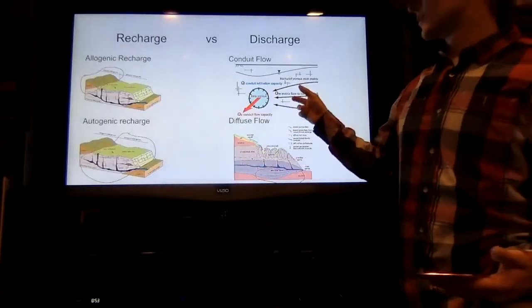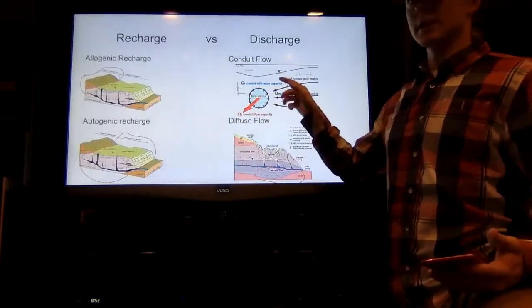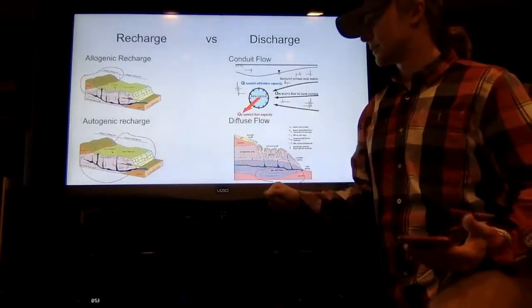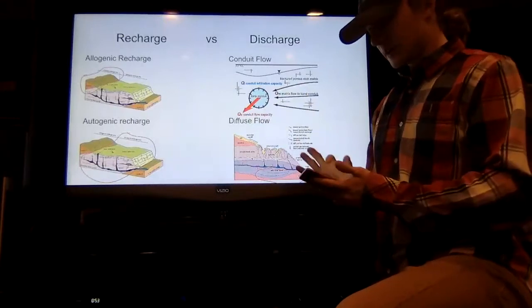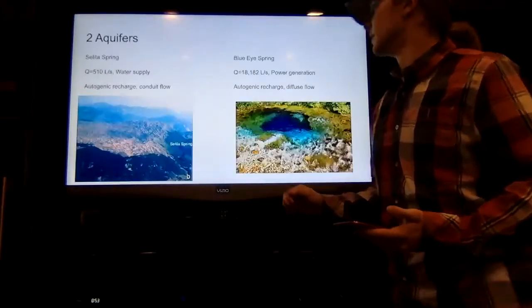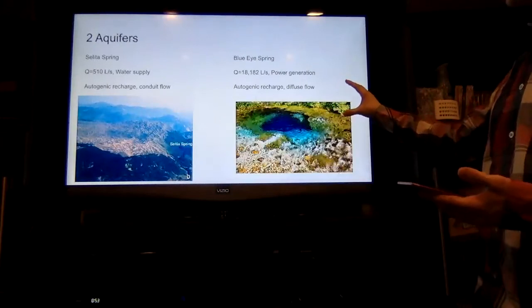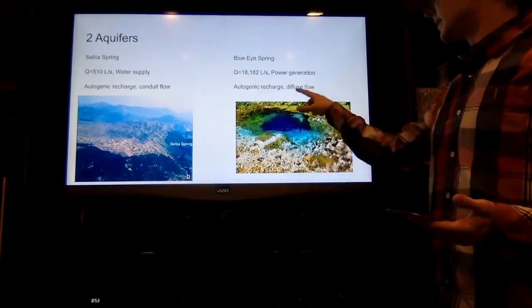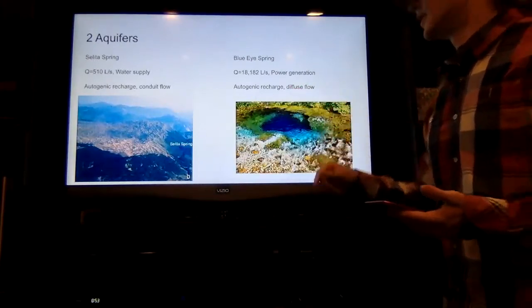Conduit flow is where it has these big channels in the ground that lead out of the subsurface, rather than the sponge where it gets filtered the second time. And the one that's used for hydroelectric power actually does have that second filtration with the diffuse flow.